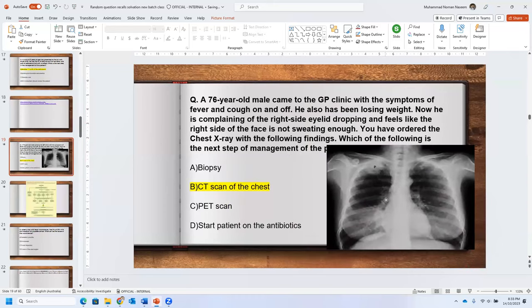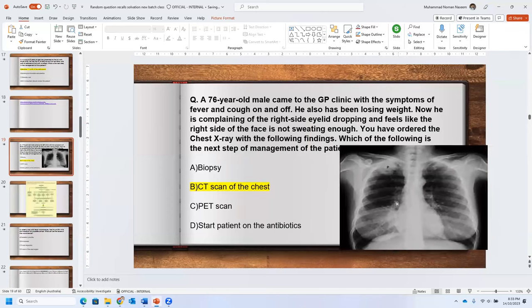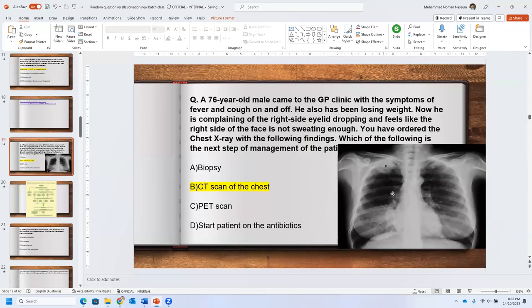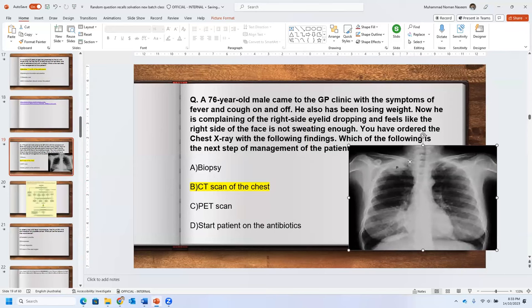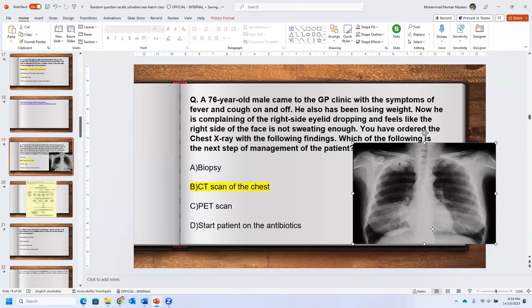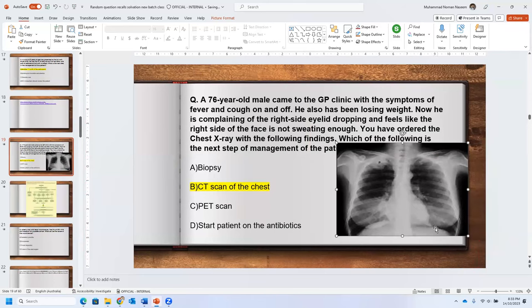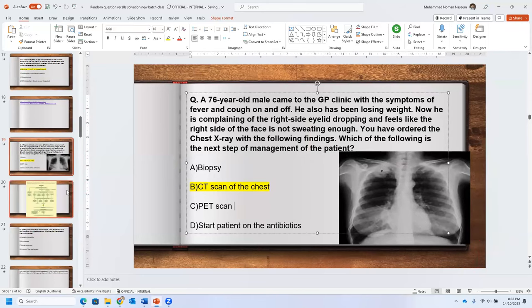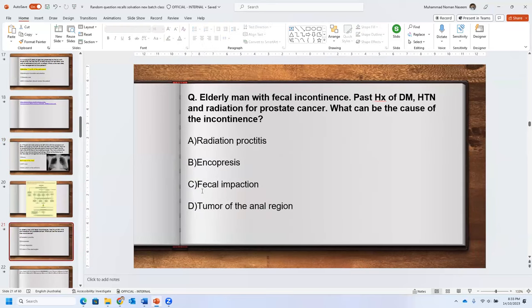Is it clear, guys? Are you able to see this? All right, good. Just going to make this a bit shorter so it fits the screen. Sorry, it's taking me a bit of time. Last question before we take a 10 minutes break, okay?